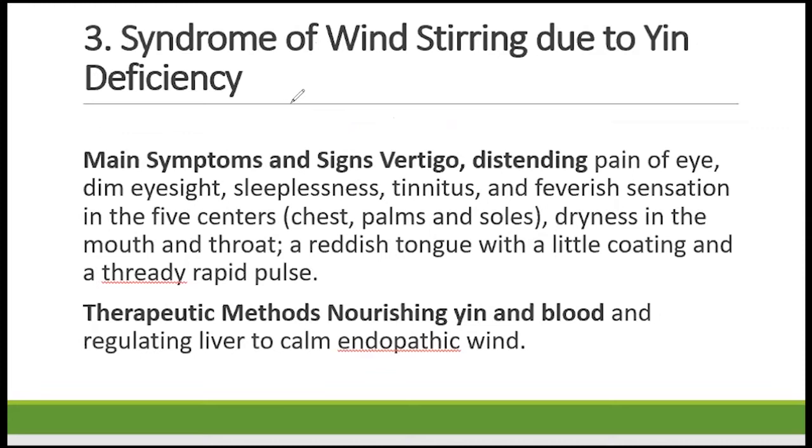Then another pattern we're talking about is yin deficiency. Severe yin deficiency changing to wind and then attacking the eyes. So the symptoms for this one: wind symptoms, that's called vertigo. And still eye pain, but a distending kind of pain. In deficiency, the pain is not that severe. Excess kind of pain usually is severe. And deficiency can cause some heat, causing patients difficulty sleeping.